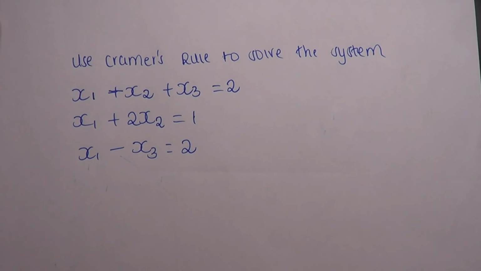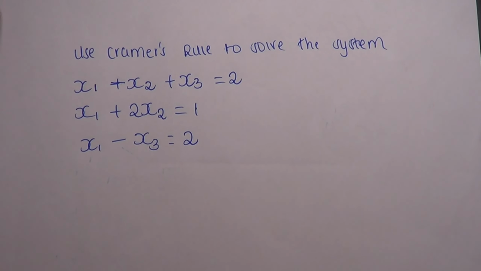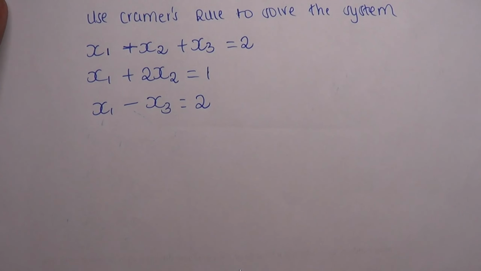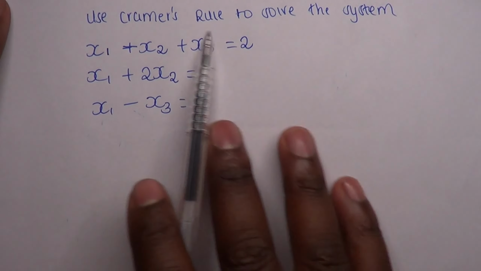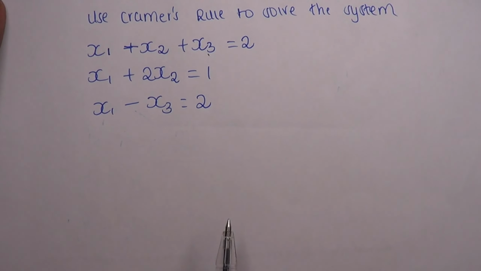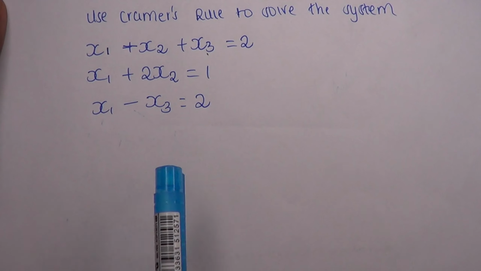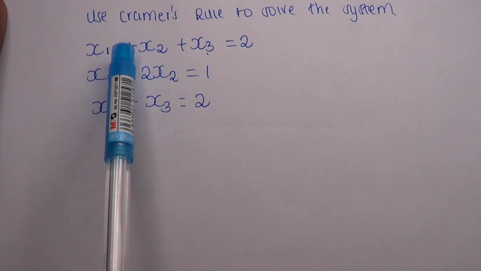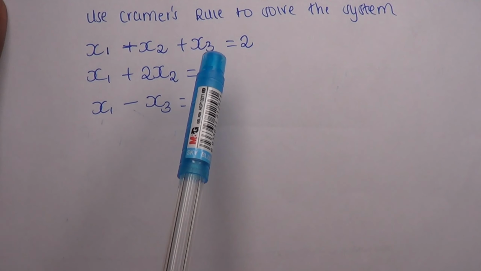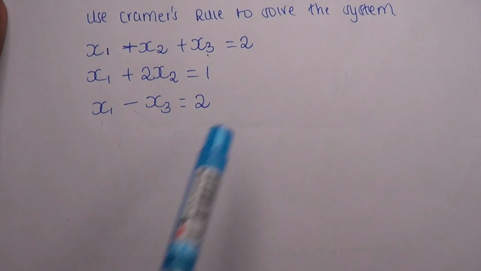Now for us to find this one here, let us form the matrix of it. To form the matrix using Cramer's rule to solve the system, remember we have x1 plus x2 plus x3 equals 2, x1 plus 2x2 equals 1, x1 minus x3 equals 2.